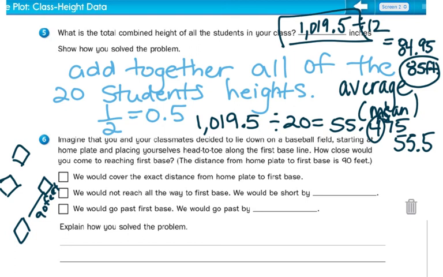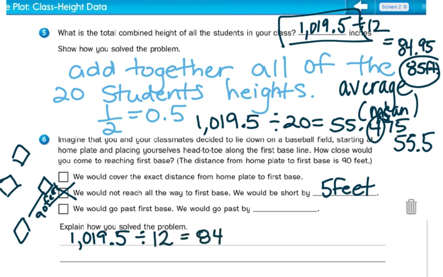Would we cover the exact distance from home plate to first base? Well, altogether, we were just under 85 feet. Would we not reach all the way to first base? We would be short by about 5 feet. How did I solve the problem? I took 1,019.5, write this down, and I divided by 12 inches in a foot to get 84.95 feet.